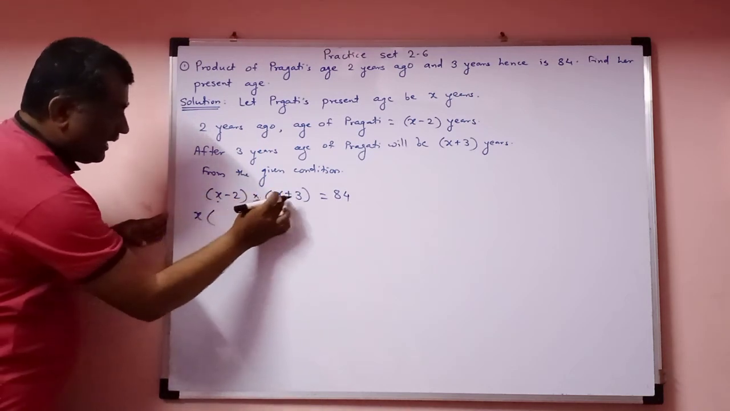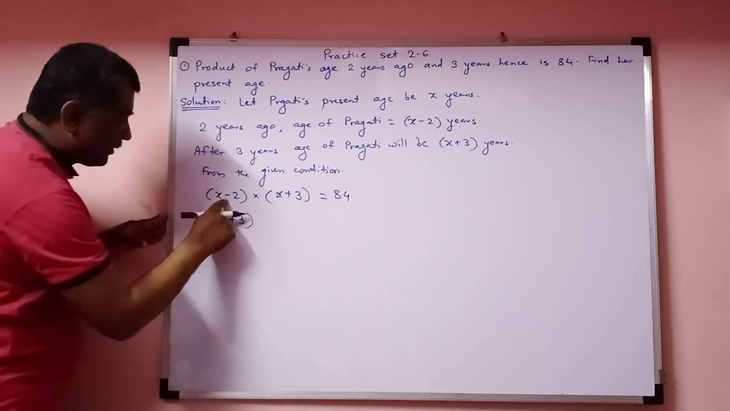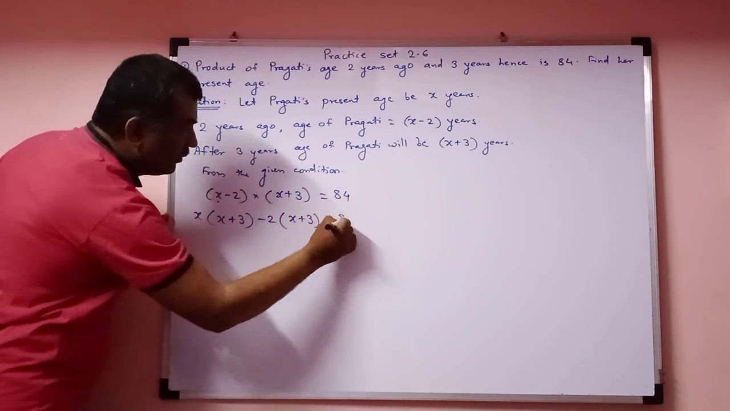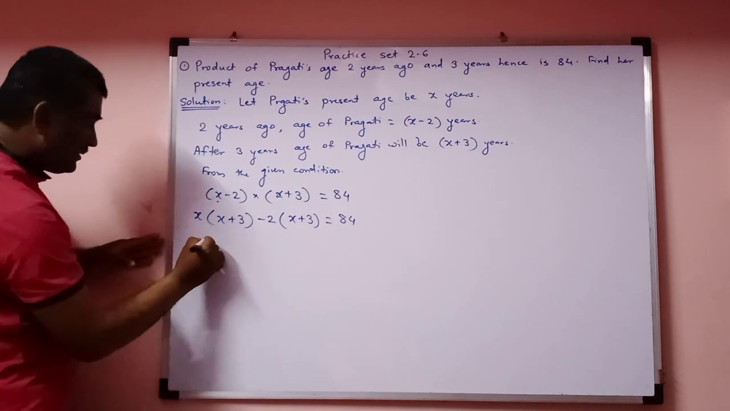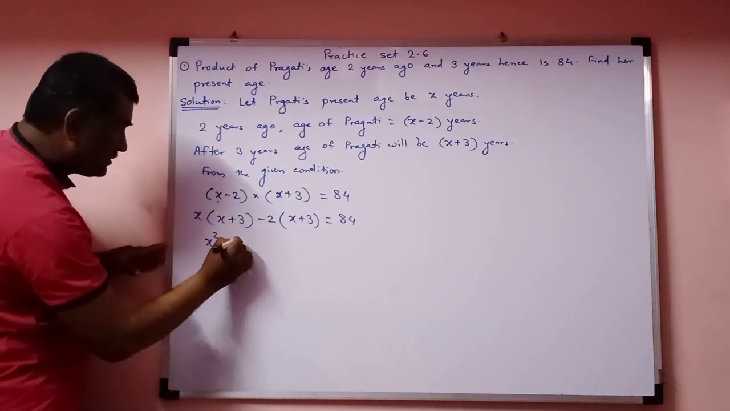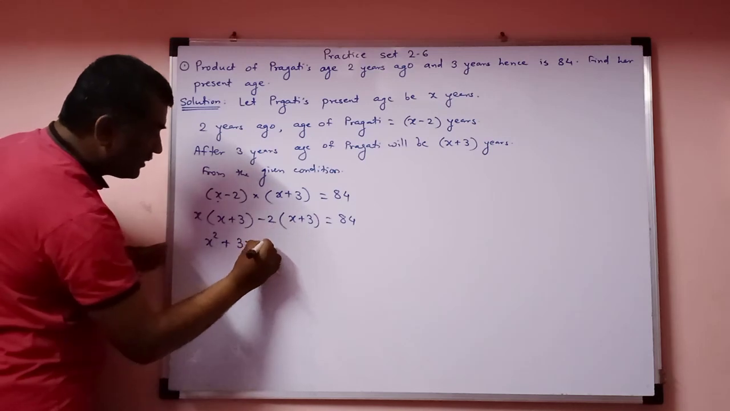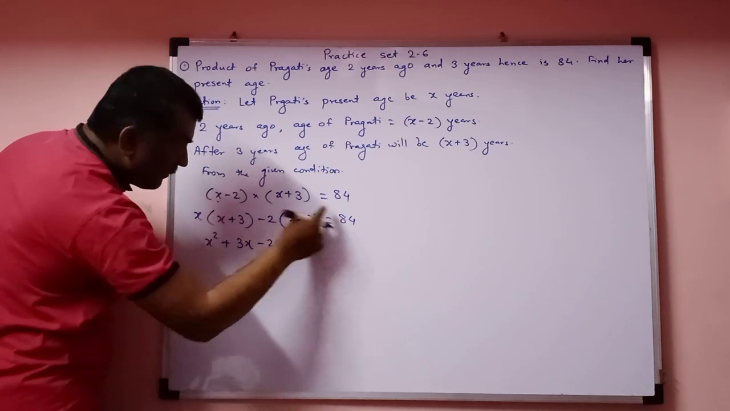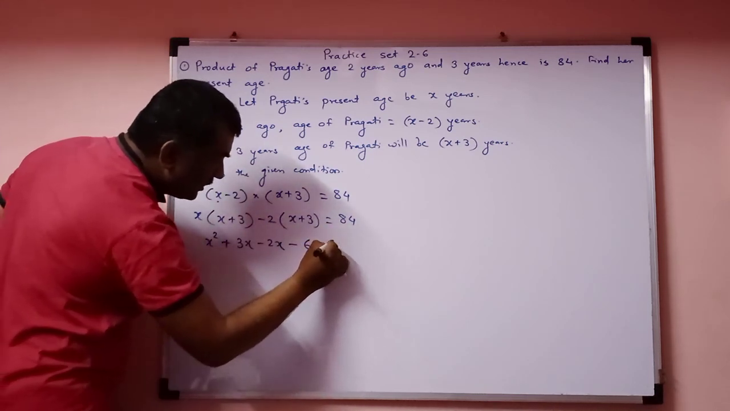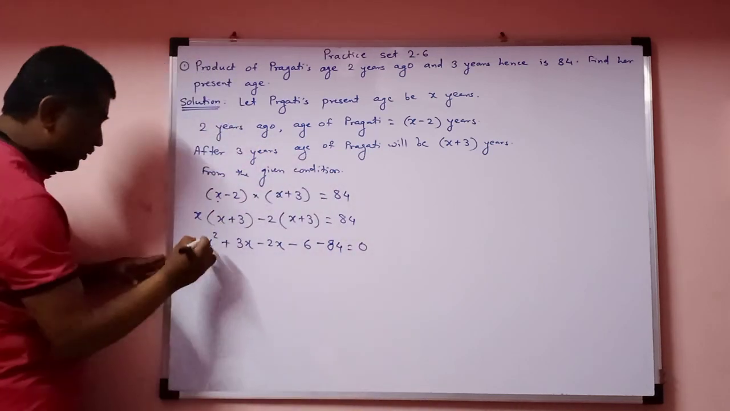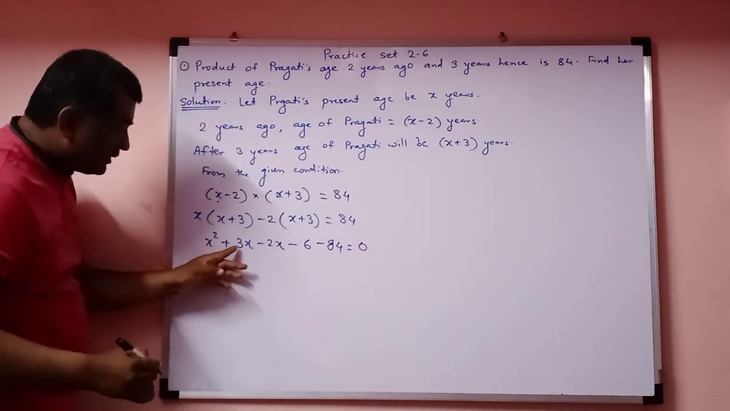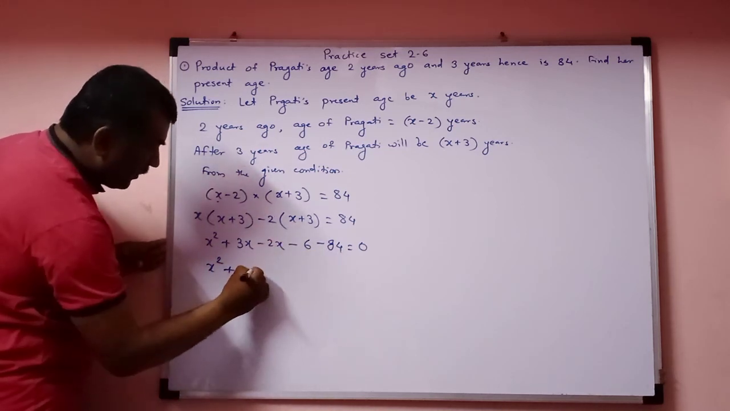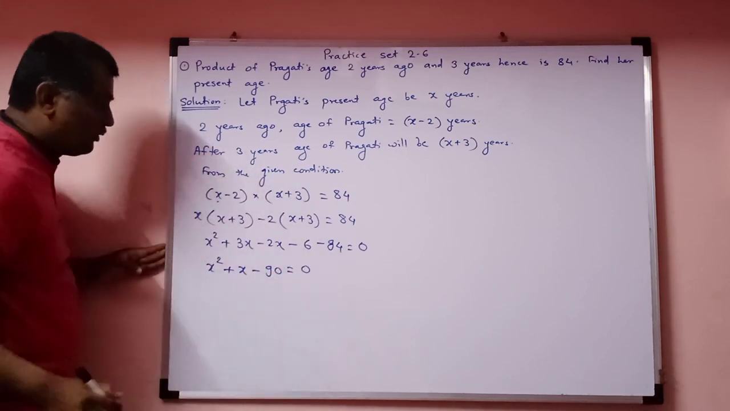x into bracket x plus 3 minus 2 into bracket x plus 3 is equal to 84. x into x is x square, plus 3 into x is 3x, minus 2 into x is minus 2x, minus 2 into plus 3 is minus 6. Plus 84 on the left hand side, minus 84 is equal to 0. x square plus 3x minus 2x plus x minus 6 minus 84 minus 90 is equal to 0.